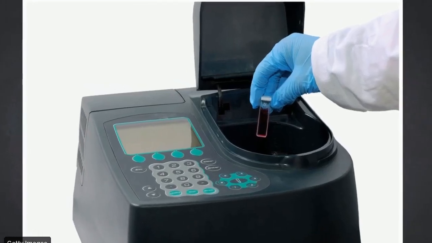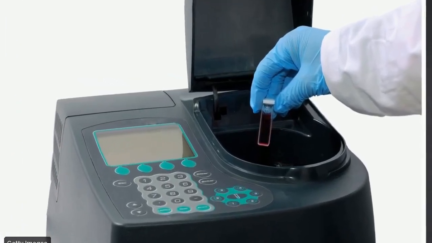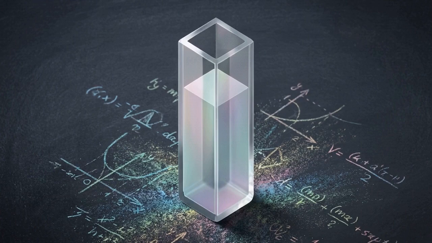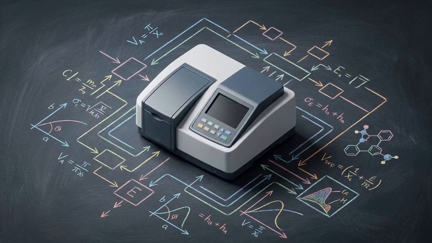Imagine you have a clear liquid in a small glass cell. Dissolved inside is a chemical compound, but it is completely invisible to the naked eye. How do you figure out exactly how much of it is in there? The answer is to use a spectrophotometer.